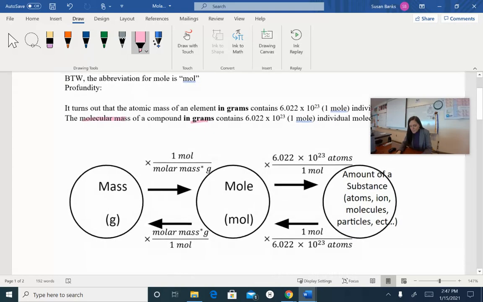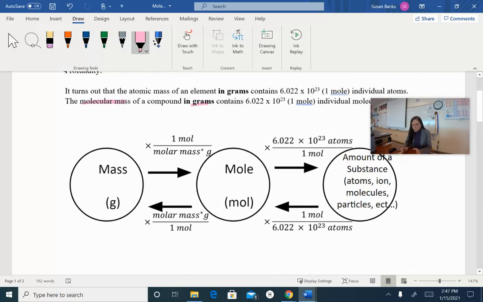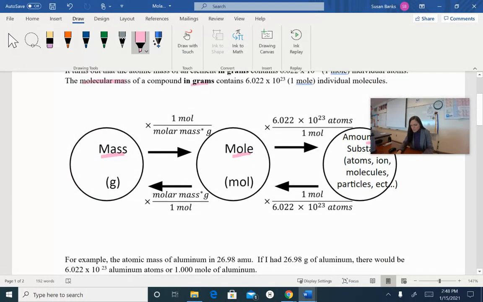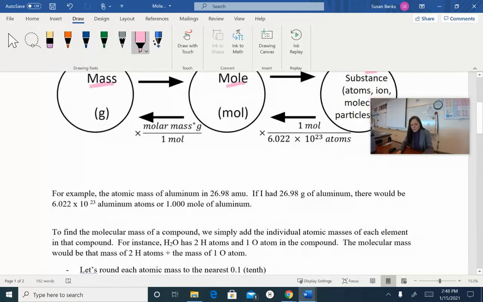We can go back and forth using this relationship between mass in grams, moles, and the amount of molecules that we have, using these different conversions. We're going to use these conversions a lot in the coming days. I know it looks kind of like a mess right now, but we'll practice it a lot in a day or two. But I want to talk about molar mass.